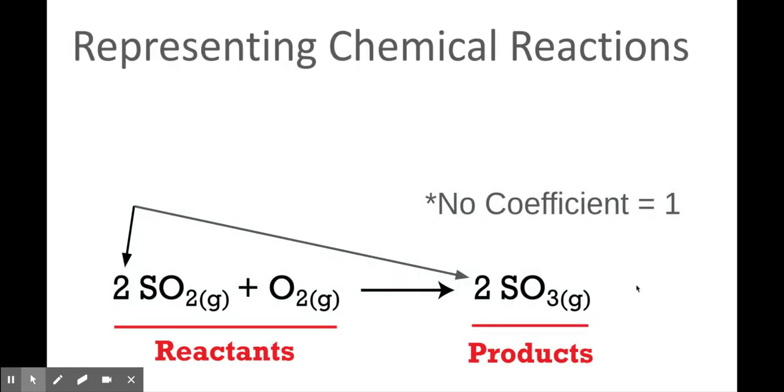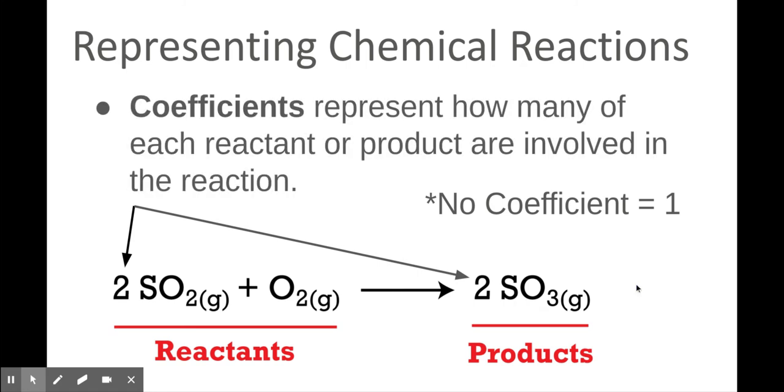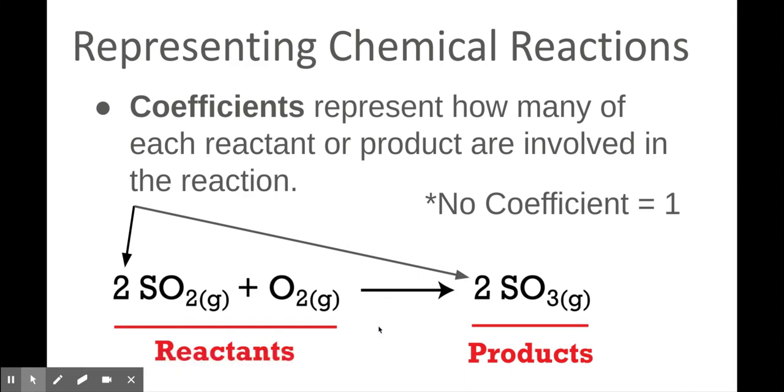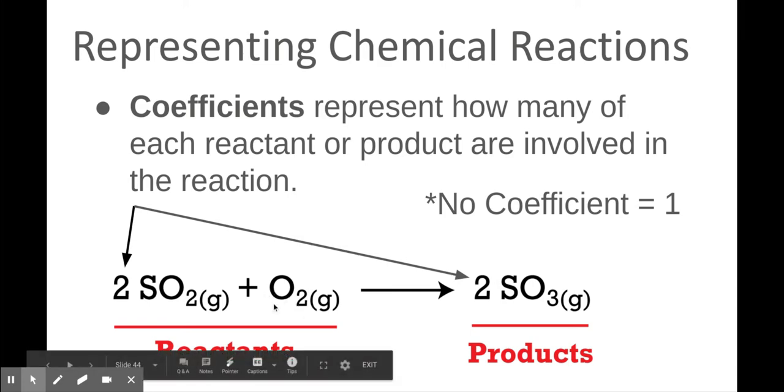Now, you might notice that there are some numbers in front of some of these different compounds. Those are called coefficients. A coefficient is a number that represents how many of each reactant or product are involved in the reaction. In the next video on balancing chemical reactions, you're going to understand where those come from and how you can know what they should be. Now, note that if there's ever not a coefficient, like you see here, there's no coefficient in front of O2, that's an implied 1. Chemists are just lazy. For some reason, they don't like to write ones. And so if you ever see no coefficient, it's an implication that there is just one of those compounds. It doesn't mean that there's none of it.